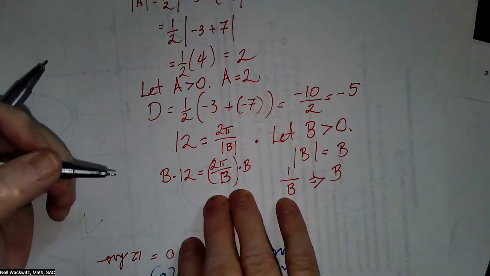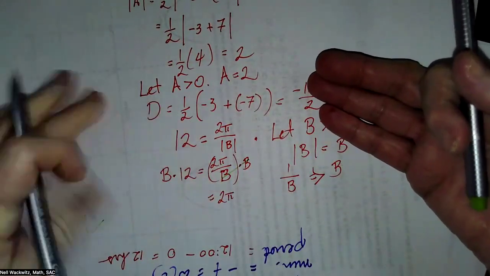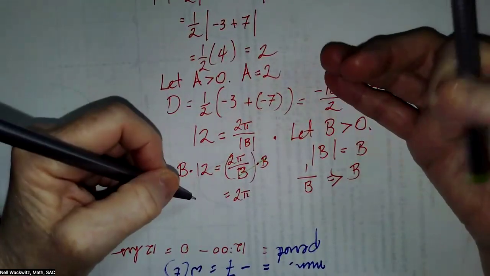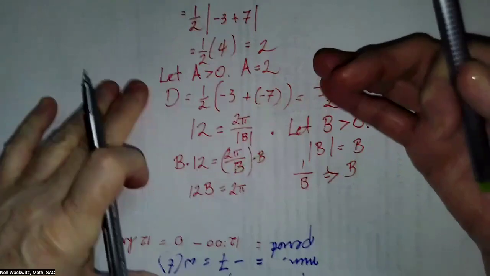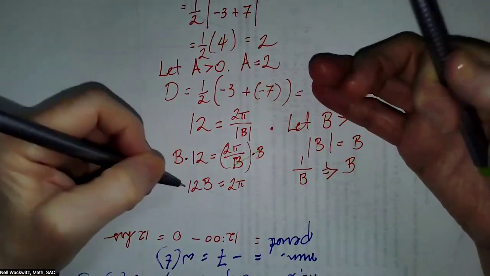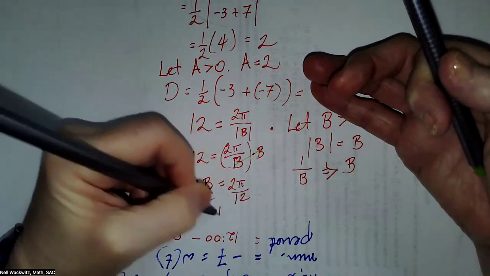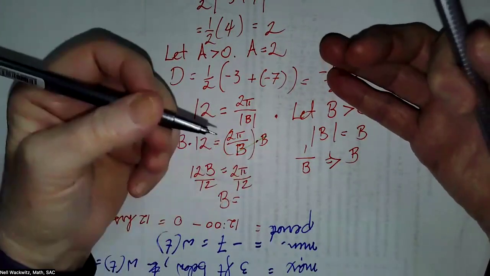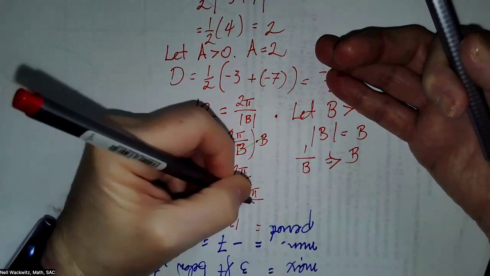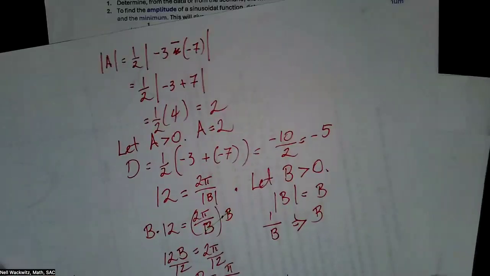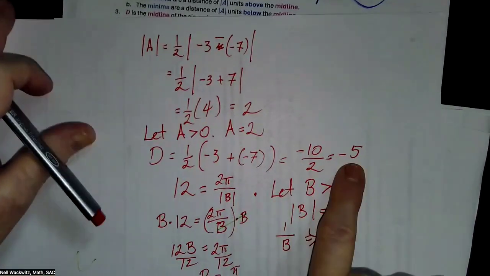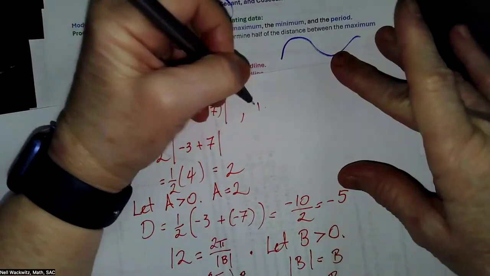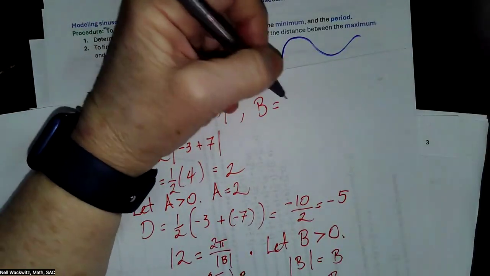On the right-hand side, the B's cancel out. Beautiful. We're left with 2 pi, and on the left, 12B. To find B, divide by 12, and we simplify to get pi over 6. Perfect. Marvelous. Bingo. So do you see that we're plowing through this? We've got A, we've got D, and now we've got B. B is pi over 6.